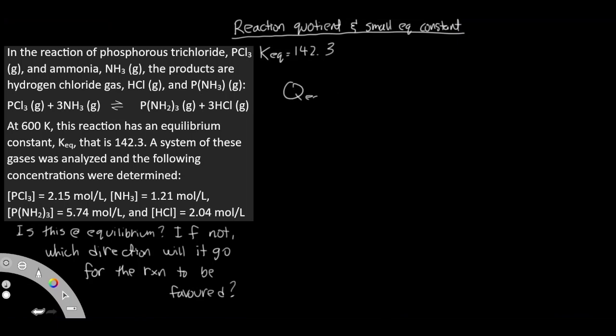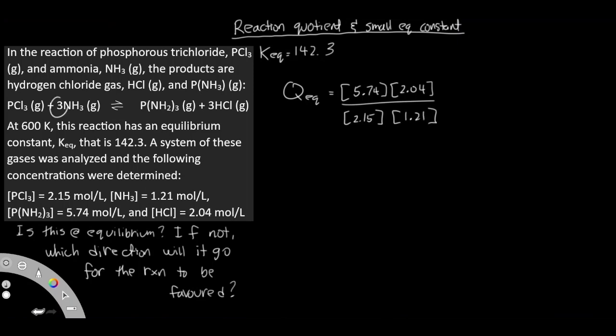So for our QEQ, we can put our concentrations on the top. So what are our concentrations? For our products, we have PNH2. So where is that? That's this one over here, 5.74. And then we can do the same thing for our HCl, 2.04. And then we can do our reactants here, our PCl3. Our PCl3 here is 2.15. And then for NH3 here, it is 1.21.